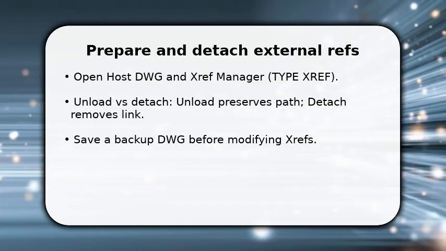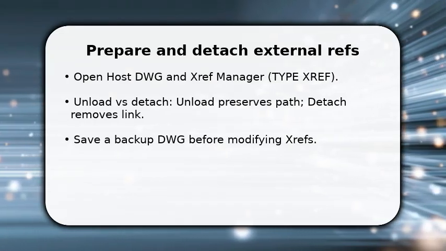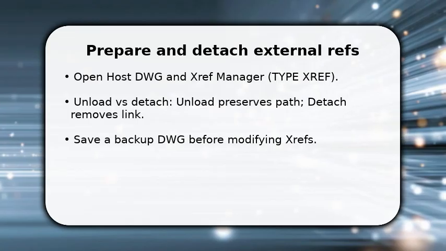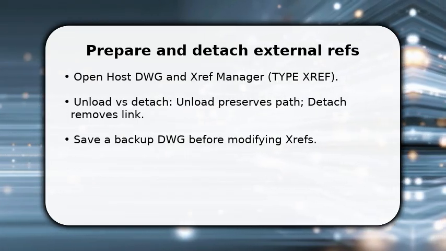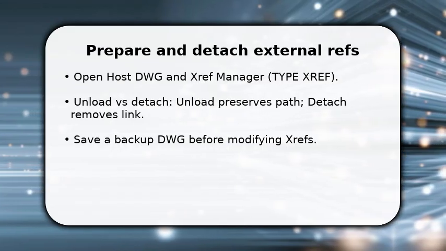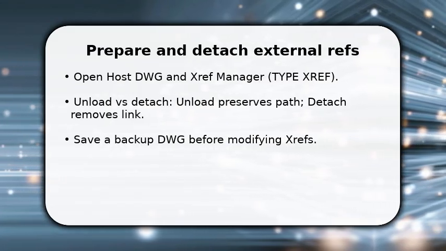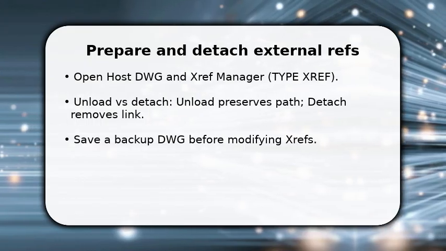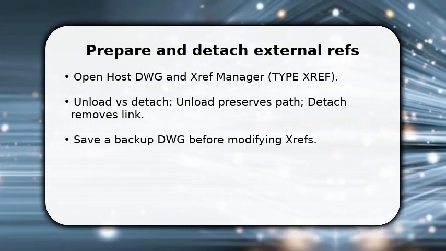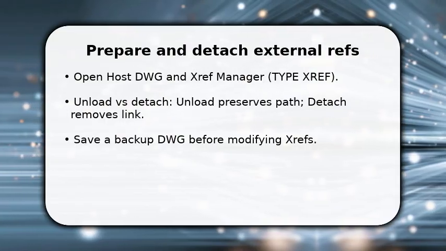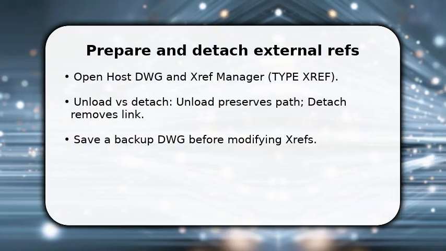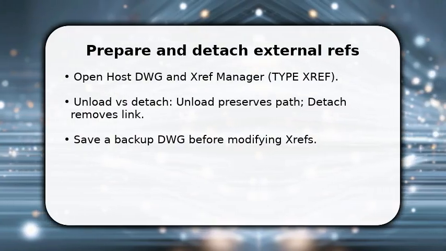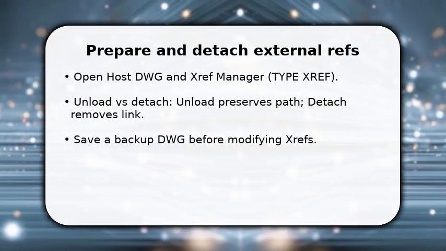You start by opening the host drawing and launching Xref Manager with the Xref command. This lets you see all linked files immediately. Identify the reference you want to bind, then decide: unload if you need the path, detach if you will remove the link first. Once chosen, create a quick backup of your DWG so you can revert if bindings change layers or blocks unexpectedly. This step prevents data loss and lets you proceed with confidence into the binding workflow.